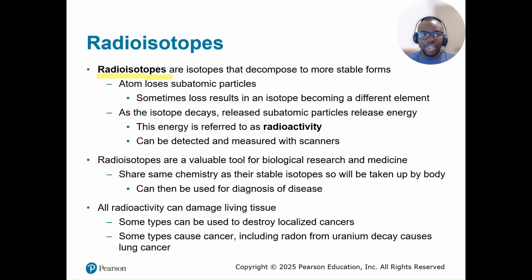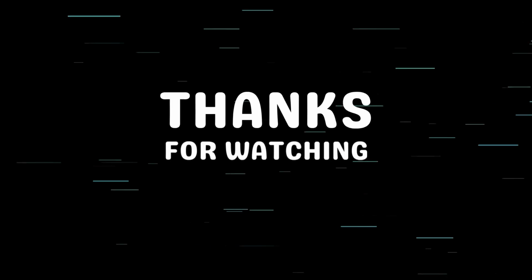Radioisotopes typically share the same chemistry as their more stable isotopes. Because of this, radioisotopes are valuable tools for biological research and medicine. Most radioisotopes used in clinical settings are used for diagnosis to localize and eliminate damaged or cancerous cells. For example, iodine-123 is used to determine the size and activity of the thyroid and also to detect thyroid cancers. Next.